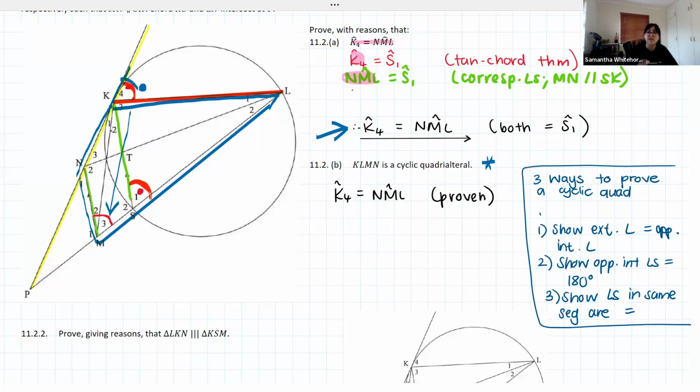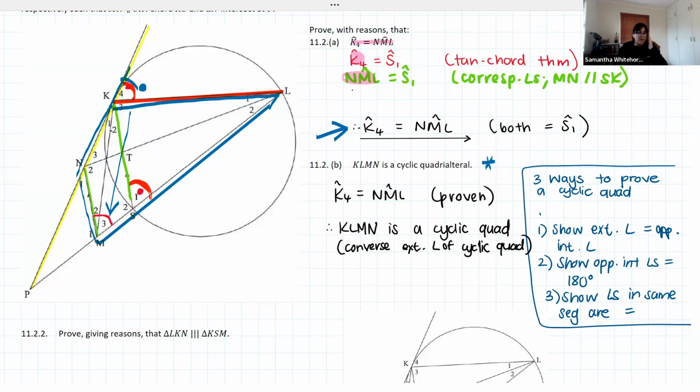And because you have proven it, guys, you can just say proven. It's not given, it's proven. You have to go and prove it. And so therefore, KLMN is a cyclic quad. And our reason, you can phrase this reason in a couple of different ways. I just say converse exterior angle of cyclic quad. You can phrase it and say exterior angle is equal to opposite interior angle. That's absolutely fine. I just use converse.